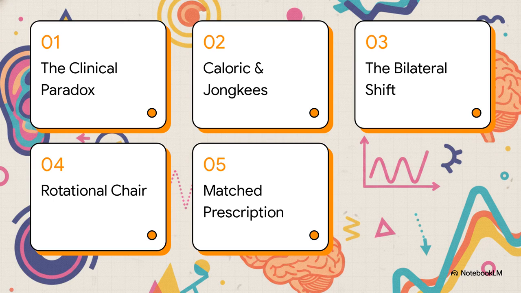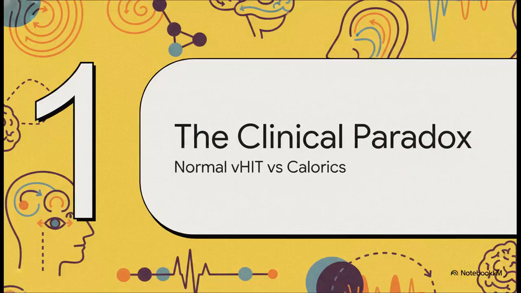Here's our roadmap for today. 1. The clinical paradox. 2. Caloric testing and Jongkees. 3. The bilateral shift. 4. Rotational chair testing. And 5. Frequency-matched prescription.